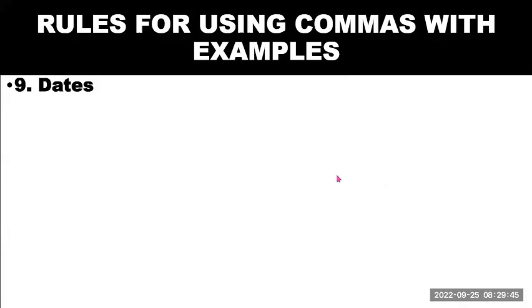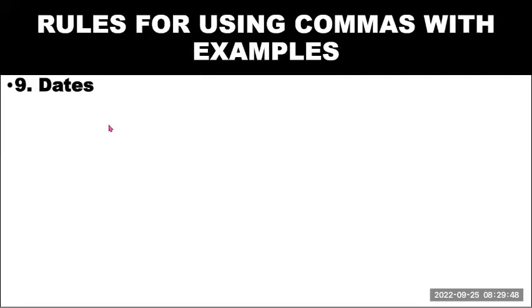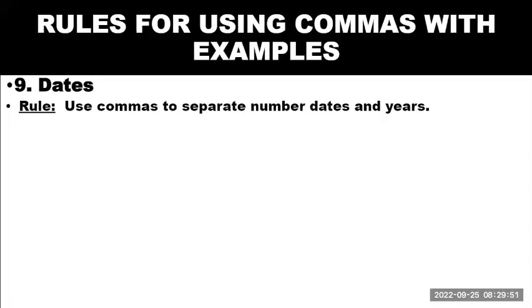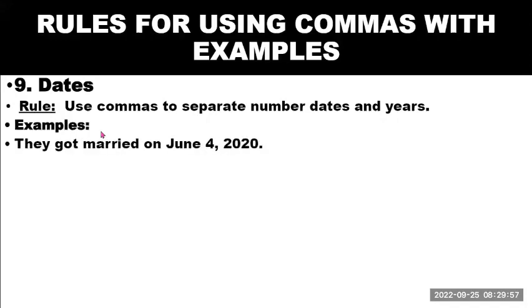Number 9, dates. And the rule is use commas to separate number dates and years. For example, they got married on June 4, 2020. So here you see June 4 is the date containing the month and the day. And so a comma comes after that before the year. They got married on June 4, 2020. So June 4, comma, 2020. That's how to present your dates in writing.